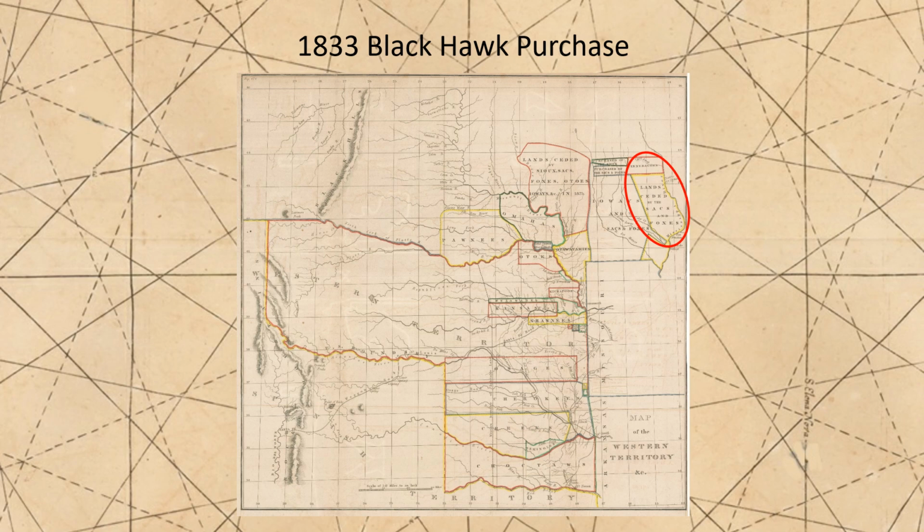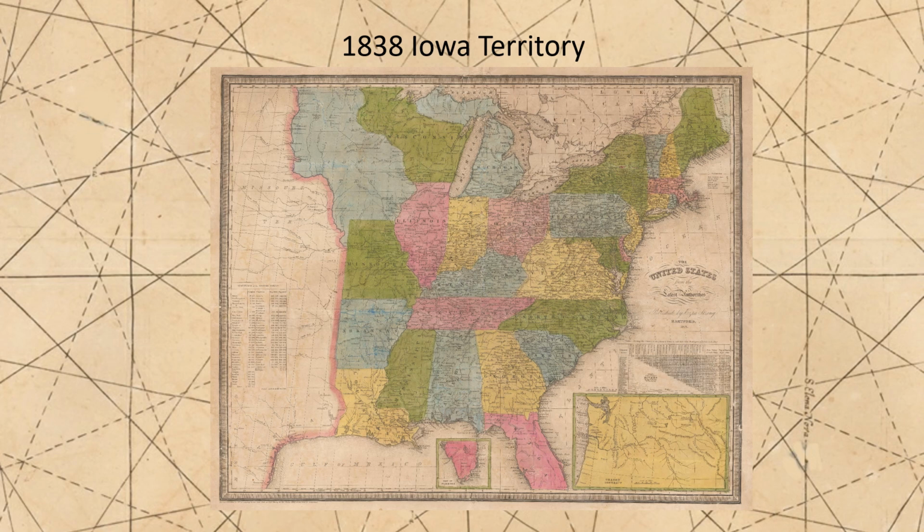Euro-Americans poured into and beyond these new lands, both for farming and for mining lead, and so in 1837 there was a second Black Hawk Purchase of more lands to the west. Finally, in 1838, all the land north of Missouri between the Mississippi and the Missouri rivers was created as the Iowa Territory, though the Indians did retain some land there as reservations.